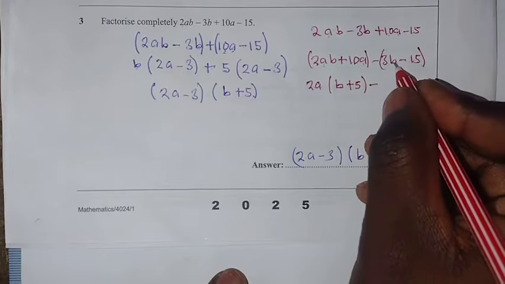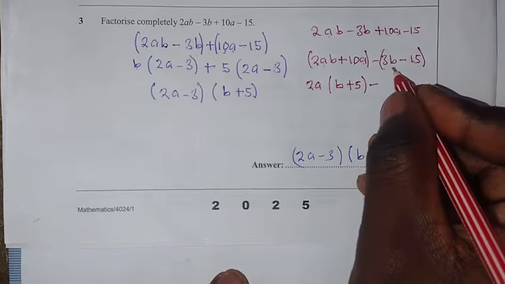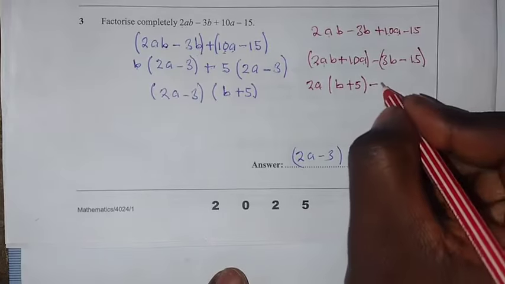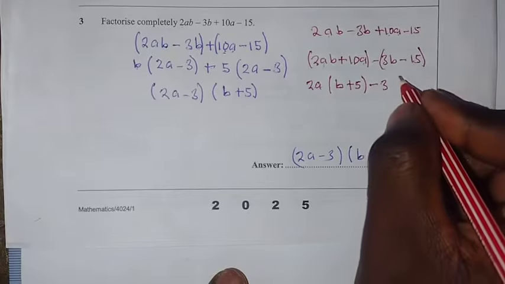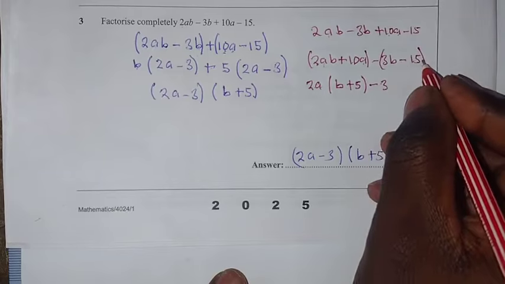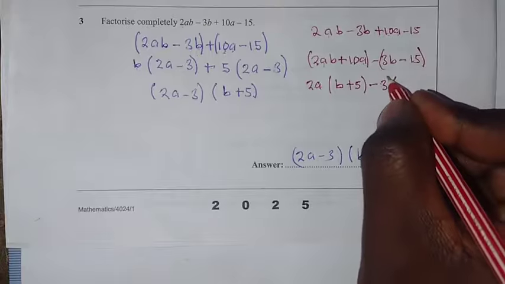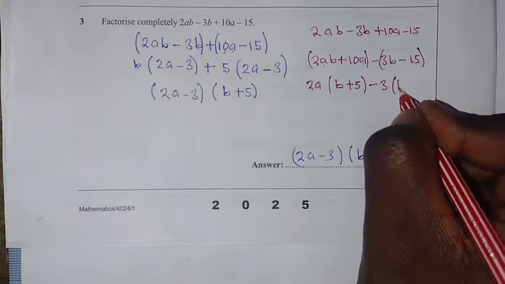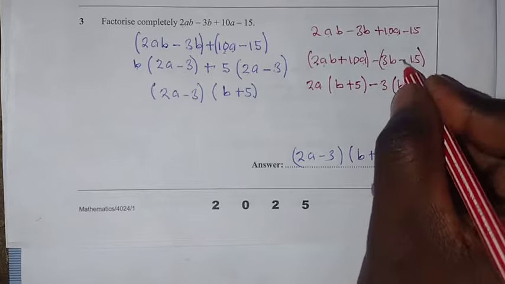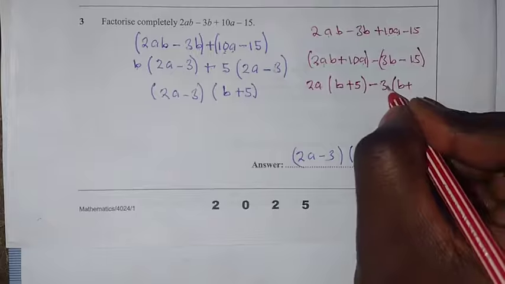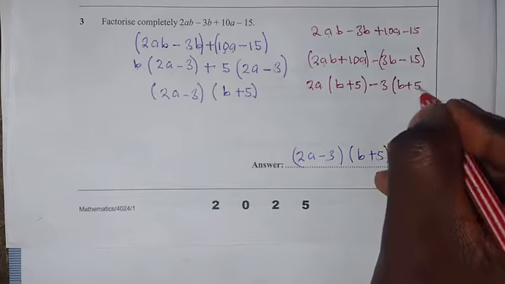Minus, here you have 3b minus 15. Find the highest common factor of 3 and 15, which is 3. In terms of the letters, you only have b here. Here there is no letter. So what you do, just factor out 3. Open bracket. So 3 into 3b, you remain with b. Negative times negative, it's a positive. 3 into 15, it's a 5.